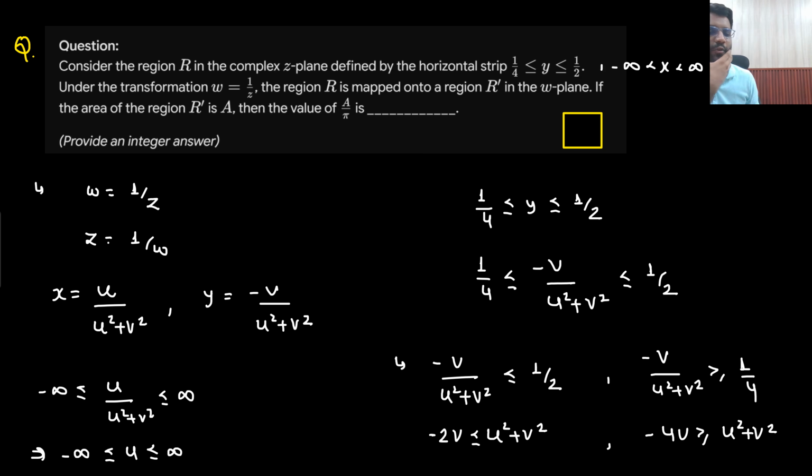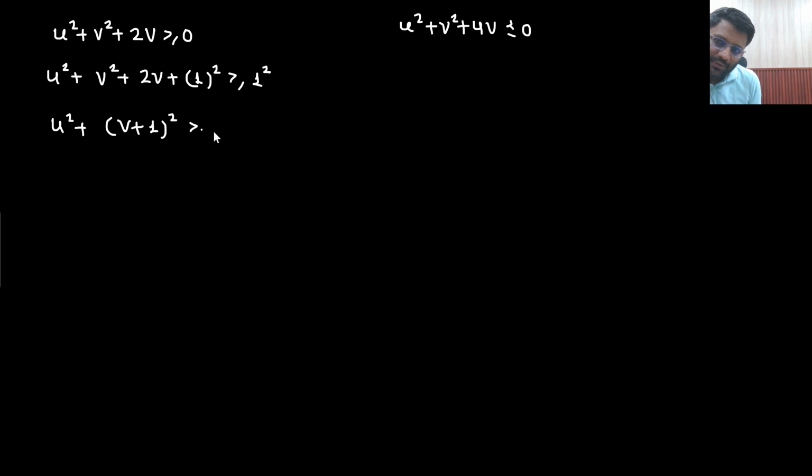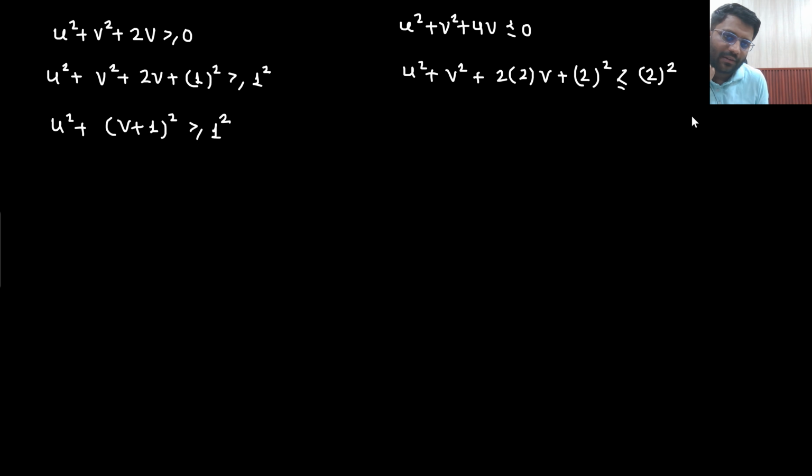Have you seen these kinds of things before? In basics of calculus, you would have seen that, sir, a square plus 2ab plus b square. Say yes or no? Now this could be written as u square plus (v plus 1) whole square should be greater than or equal to 1 square. Similarly here as well, a square plus 2ab, so u square plus (v plus 2) whole square would be less than or equal to 2 square.